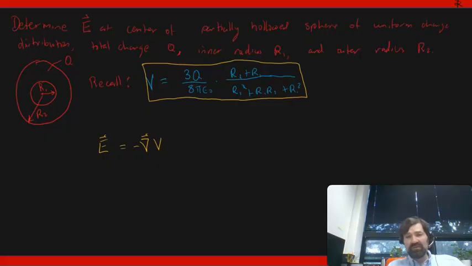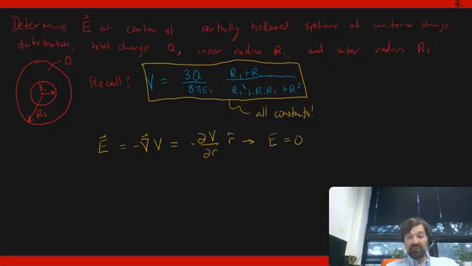It doesn't actually matter though, because if you look at this equation, you'll notice that every single term in the equation is constant. So in some sense, this ends up looking like dV by dr, or negative dV/dr times r hat. But since all these are constants, it follows that E is equal to 0.